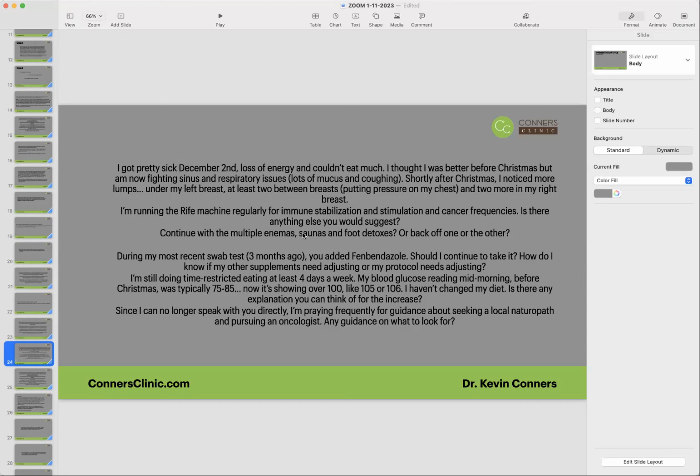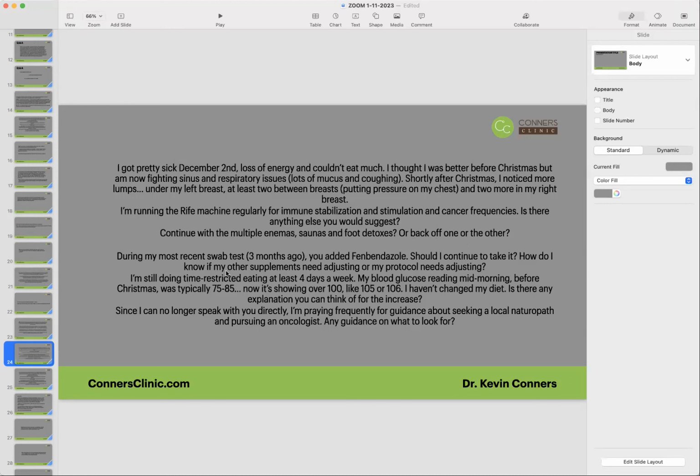Continue with multiple enemas, saunas, and foot detoxes, certainly. So from a Gerson standpoint, if you're having issues, they would push you to do up to 5 enemas a day. The more you can stimulate your parasympathetics, the better. Remember, the purpose of the coffee enema is to stimulate your parasympathetic nervous system, which is going to stimulate your detoxification pathways and stimulate your immune function to fight any disease, certainly cancer.